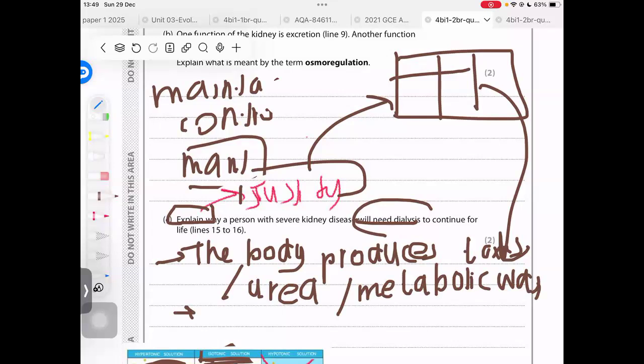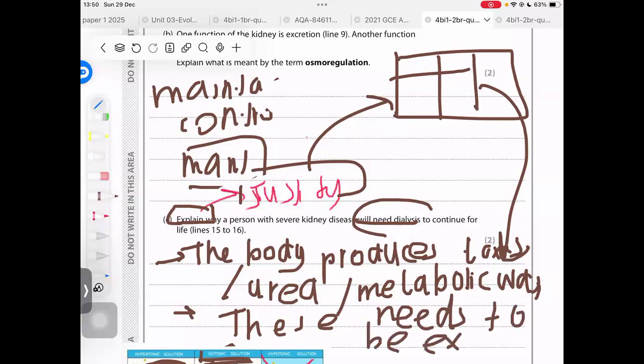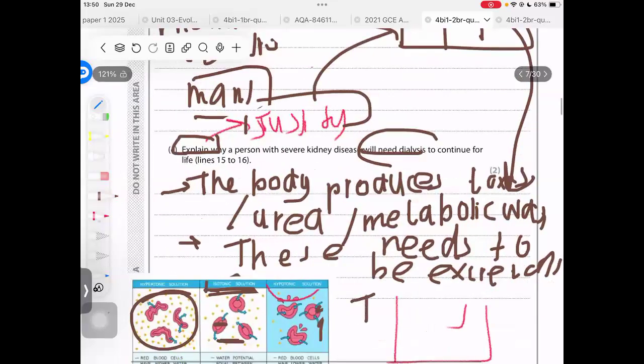So you can write down these need to be excreted, because there's no way of excreting them when our kidneys are damaged. These somehow need to be excreted. You have to write that. Or else, instead of that, you can write down they will become toxic if they remain in the body.